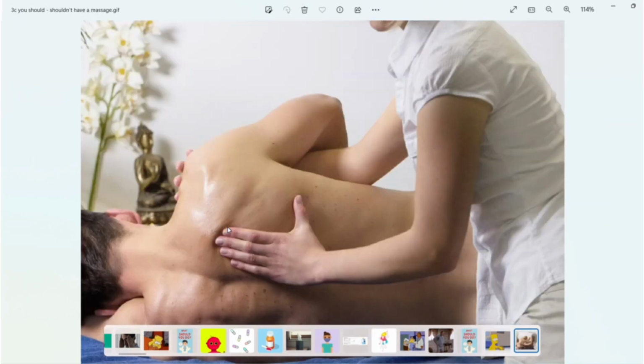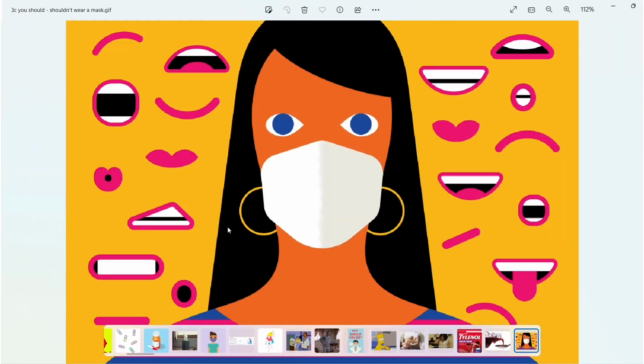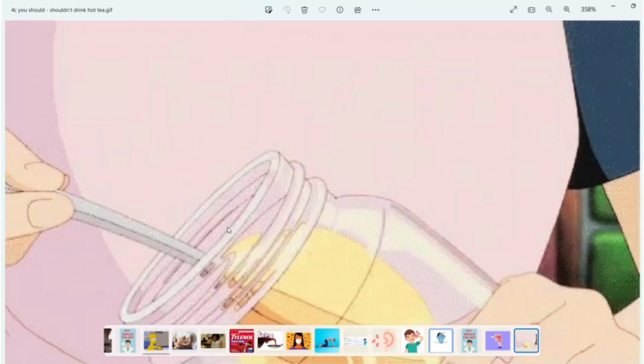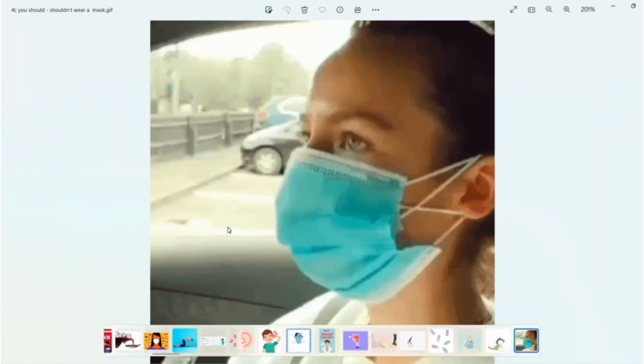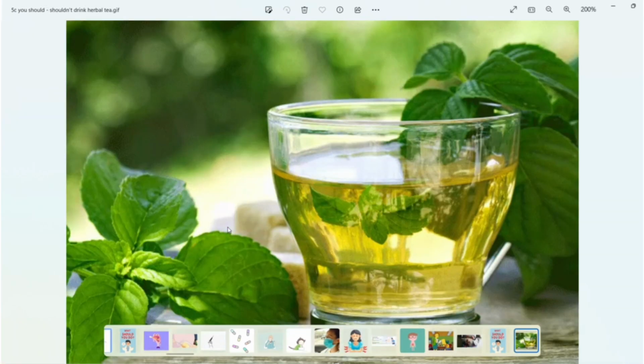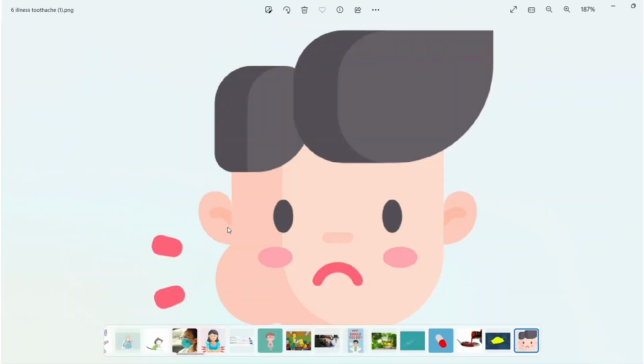If you have a backache, should you get a massage? Should you take some pills? Should you wear a mask? Or you shouldn't wear a mask. Or, for example, if you have a stomach ache, what should or shouldn't you do? So should you drink some tea? Should you take some syrup?